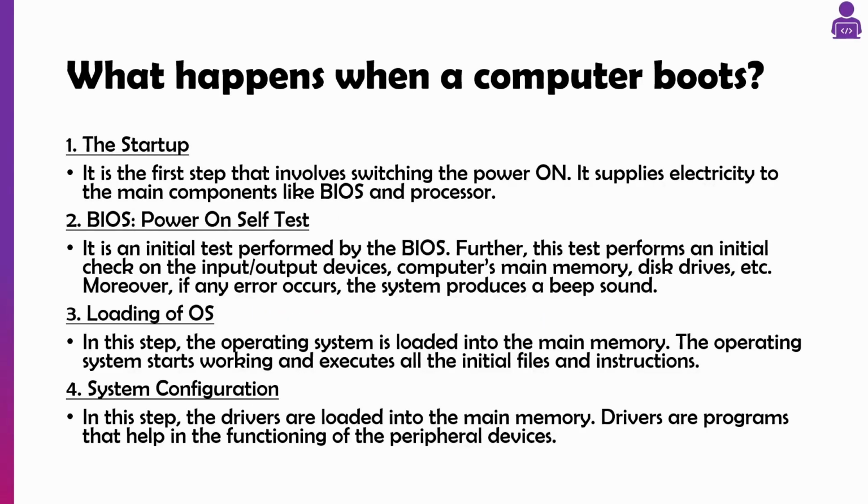So what actually happens then? When you press the power button on, it supplies electricity to the main components such as the processor and the BIOS, and then goes on to what's called the power on self-test, which is where the BIOS checks each individual input-output device, your main memory, your disk drives and things like that. Usually you get some sort of beep if there's an error, or it might tell you if there's an error on the little black screen you see. If everything passes, it's all okay, and the computer can work.